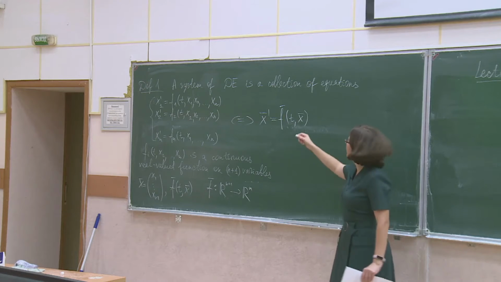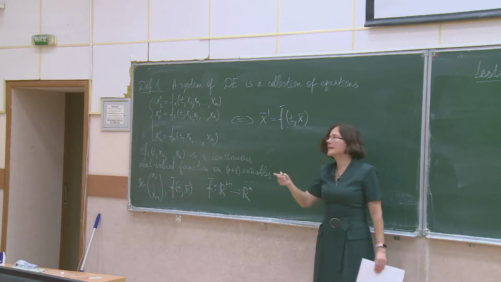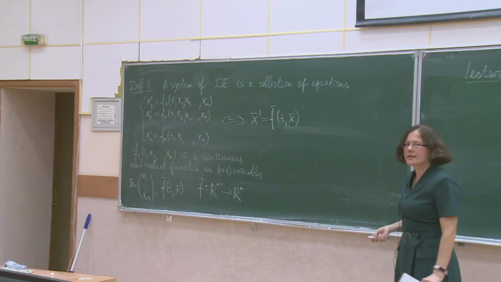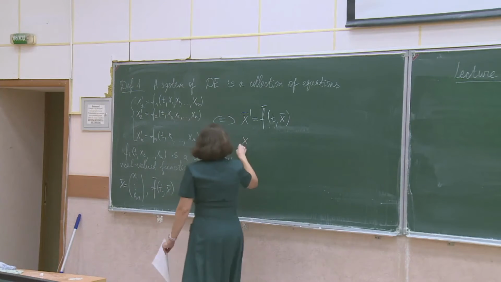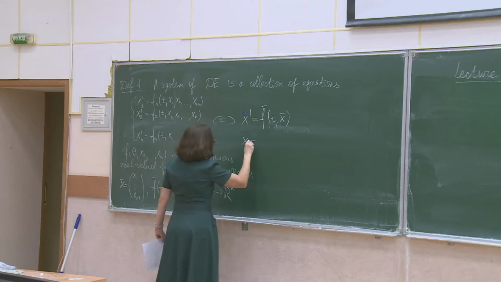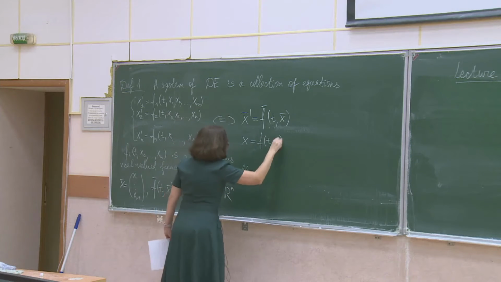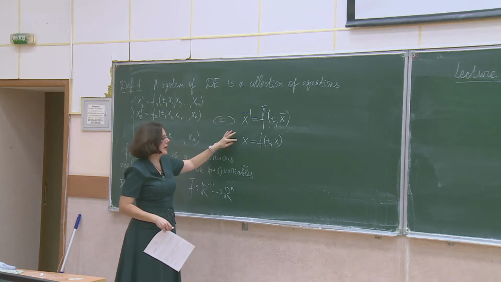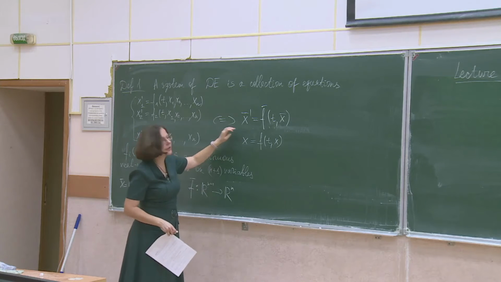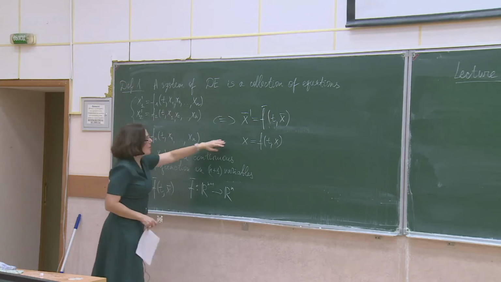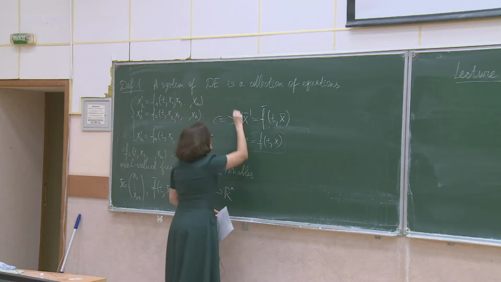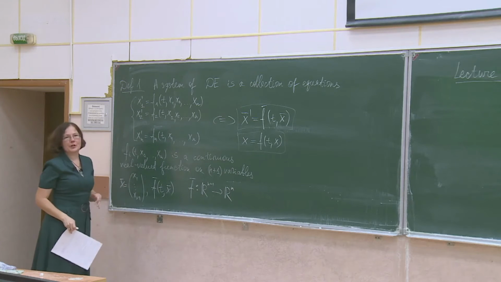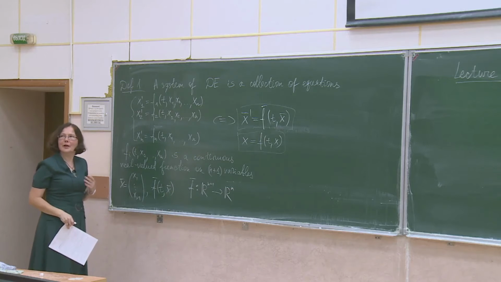So this would be the concise notation. And sometimes I omit the vector bars above the variables, right? Sometimes I will write it in this form, not bar, but you should remember that we have the vector equation, right? By this or by this, we mean this system of differential equations. Okay, is it clear? I hope so.